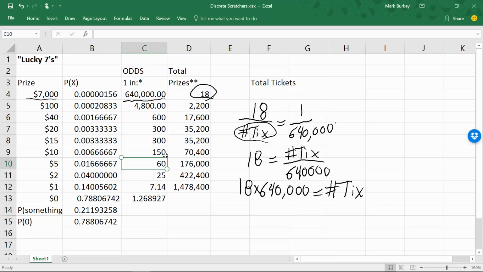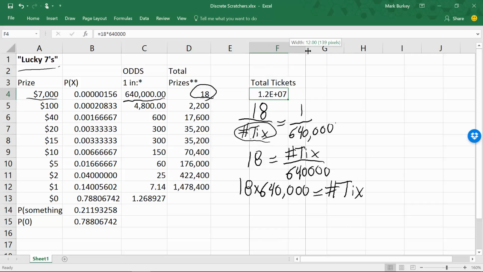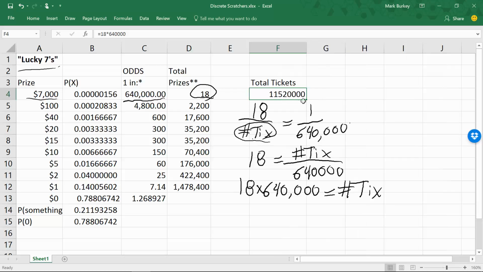This is the total number of tickets that they printed that has this Lucky 7 logo on it, including the ones where you win nothing. So the total number of tickets here is going to be equals 18 times 640,000. Let's make that a little bigger so we can actually see what that number is instead of an engineering notation. Okay, so that is 11,520,000 total tickets printed here.